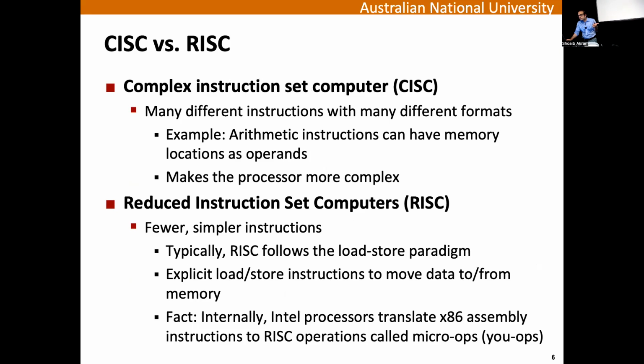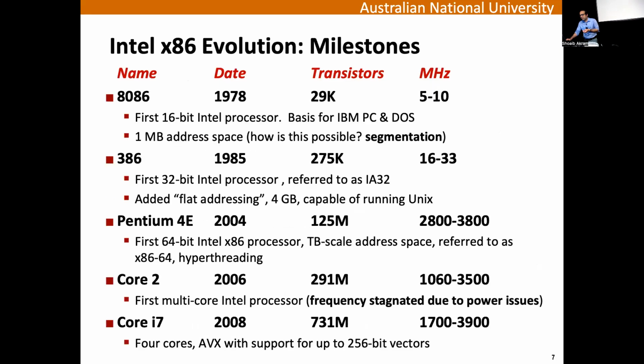All right. So here are some definitions. The first 8086 was a 16-bit Intel processor, basis for the IBM PC. It had a, okay, I really want to set up my, give me a minute.